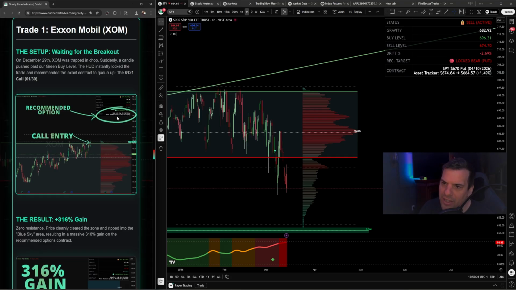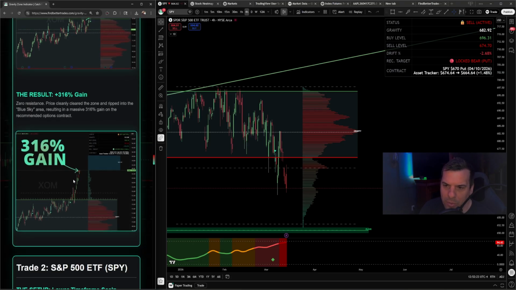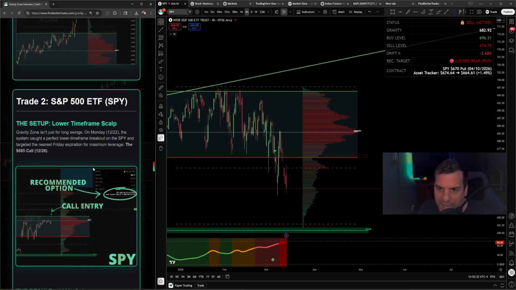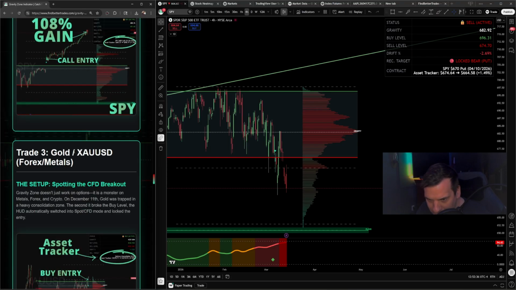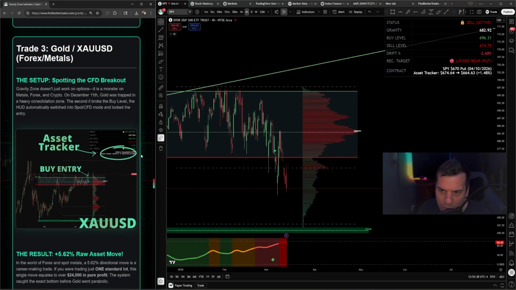Look at Exxon, really nice trade there. Boom, you can with the options. That would have been a 316% gain with just the options recommendation. Here we go on a SPY. This was the upside. That's 108%. And again, this is also showing you the stock game. So if you're just playing shares, you'd also be able to see that as well.